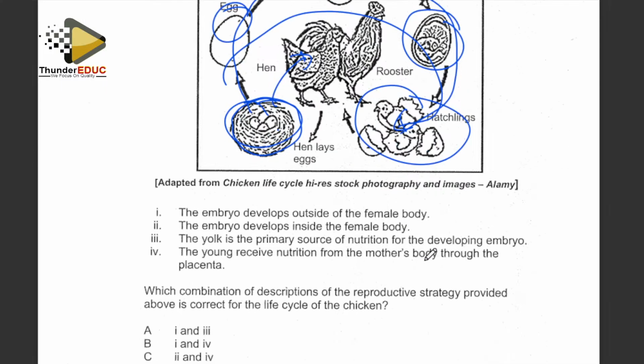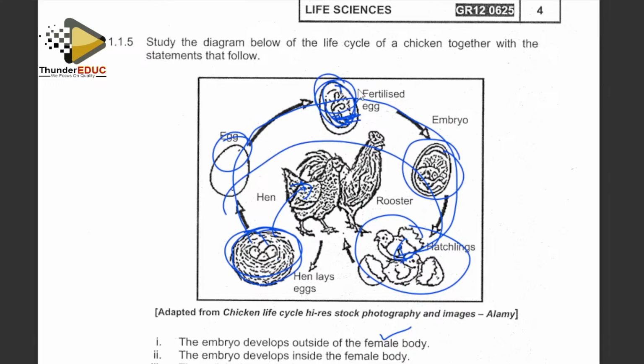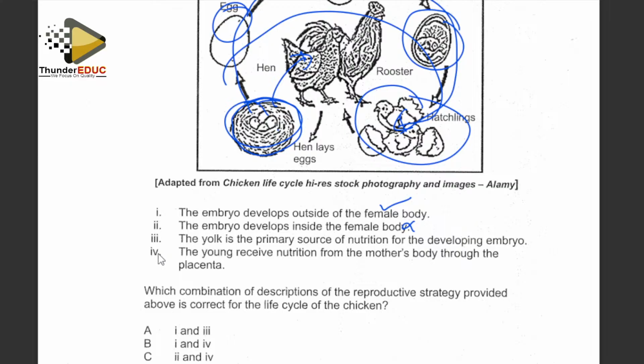All right, we start. The embryo develops outside the mother's body, correct? And they're saying that the embryo develops inside the mother's body. No, we see that the embryo is developing inside the egg. So this one is wrong. Now we use our elimination method, what we said all along. Whenever there is now 2, the answer is wrong. So this one goes out, and also this one goes out. So the answer is either A or B.